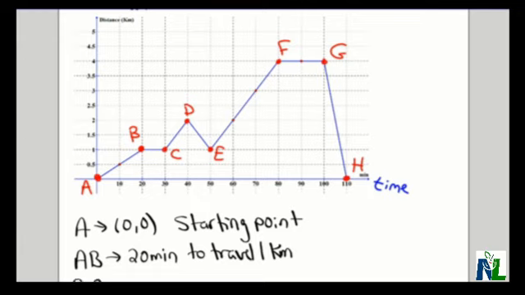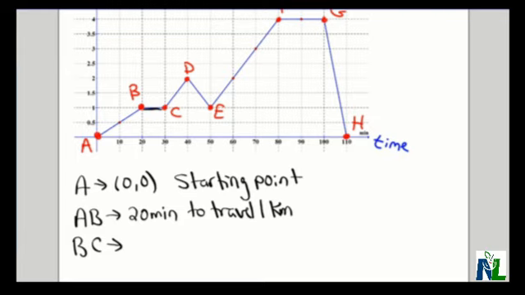Now from B to C, we can see here that as time moves on from 20 to 30 minutes, nothing changes with our distance. So we haven't traveled closer or further away from home. So from B to C, we were stopped for 10 minutes. Again, as time moves on, nothing happens to the distance.